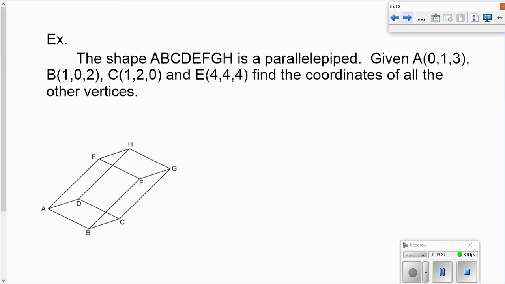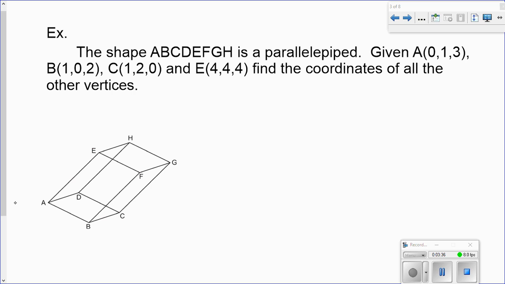Next slide. Okay, so we've got an example here. We're just going to try and figure out some corresponding points, given a little bit of information. So here's a parallelepiped given points A as 0, 1, and 3, B is given at 1, 0, 2, C is at 1, 2, 0, and E is at 4, 4, 4. So that's this point here, A. I'm given B, C, and E, another point here, and I've got to find the coordinates of all the other ones. Now, there's a wide range of ways to do this. I'm going to walk you through one. I don't think there's one set good way to do this. It's just a variety of different methods to solve this.